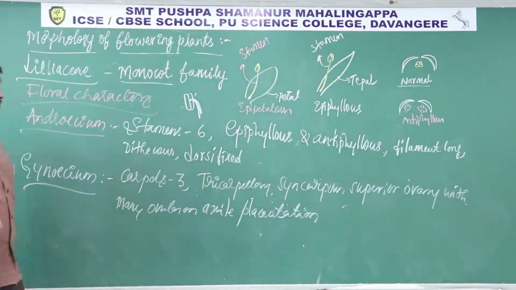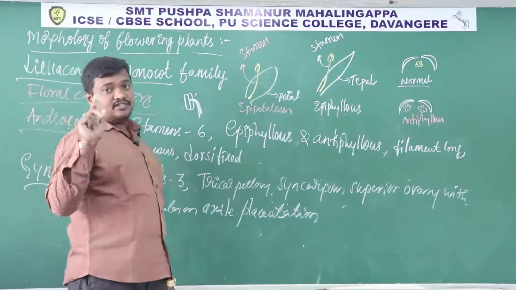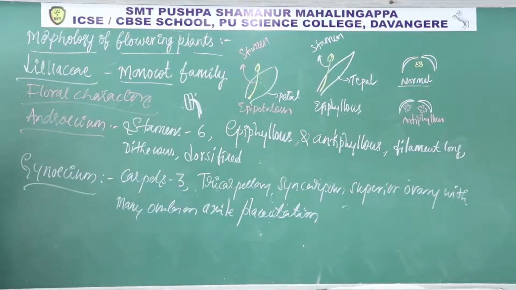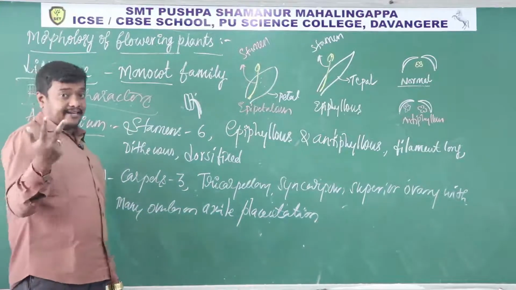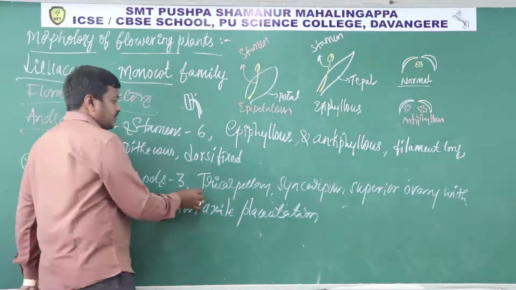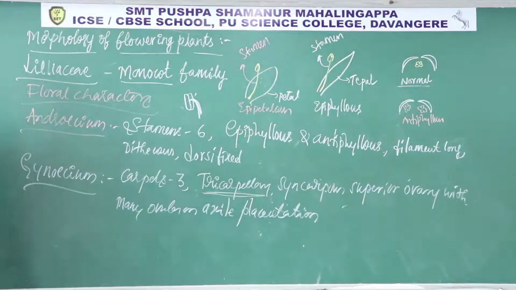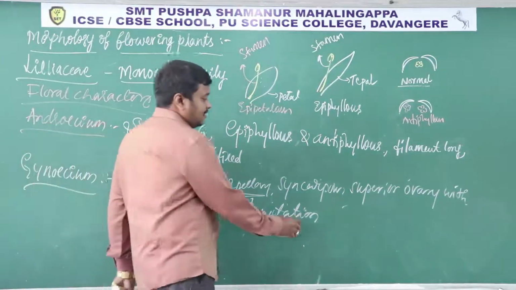Okay. So with respect to the carpels, you can compare Fabaceae, Solanaceae and Liliaceae. Fabaceae has 1 carpel, Solanaceae has 2 carpels, whereas Liliaceae has 3 carpels. So monocarpellary, bicarpellary and tricarpellary. So this is an important character you can remember to distinguish between the families. Okay, axial placentation.